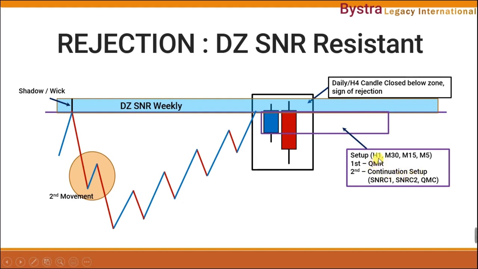then go with the continuation setup at the time frame of H1 and below if the rejection is at the H4. If the rejection is at the daily time frame, then we can look for setups from H4 and below.